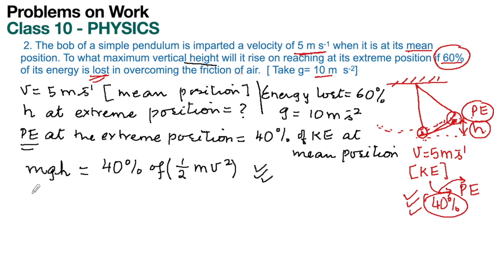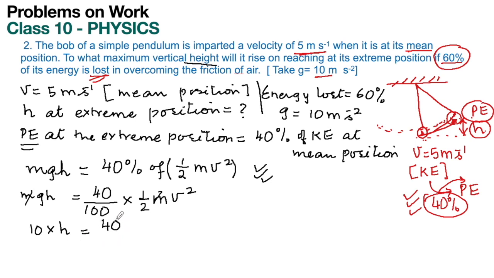Okay. Now, mgh equals, now we have to start calculating. So 40% we can't write like this. We have to write 40% means 40 upon 100, multiplied by half mv square. Now m and m got cancelled. How much is the value of g? How much is the value of h? We do not know. 40 upon 100 as it is.